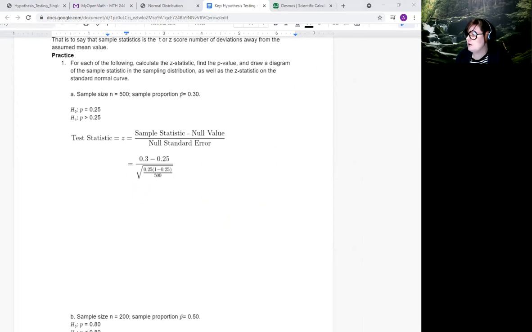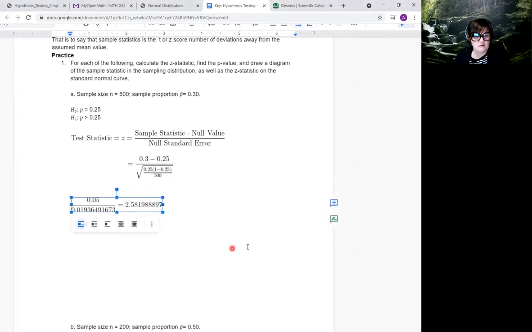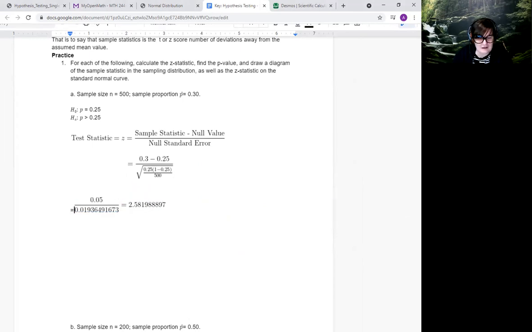Okay, if we keep going, that's going to eventually pan out to be this. I can't believe there's not an equal sign there, so I will just throw a little equals in. It's going to look funny. That's okay. So it looks like our Z is 2.5819888897. Now, we might round this off to be about 2.58, depending on what calculator we're looking in. Notice that I tried to go out as far as I could with my null standard error.